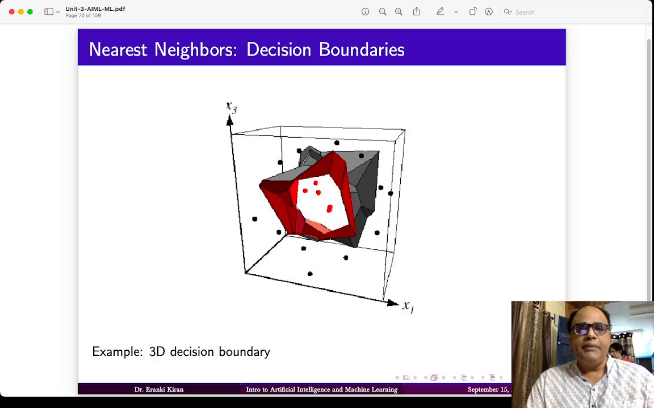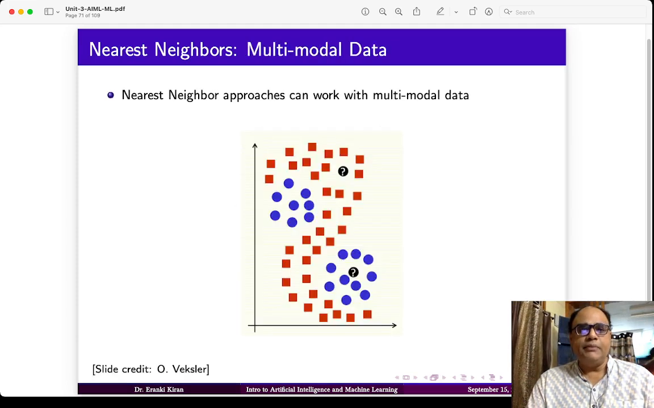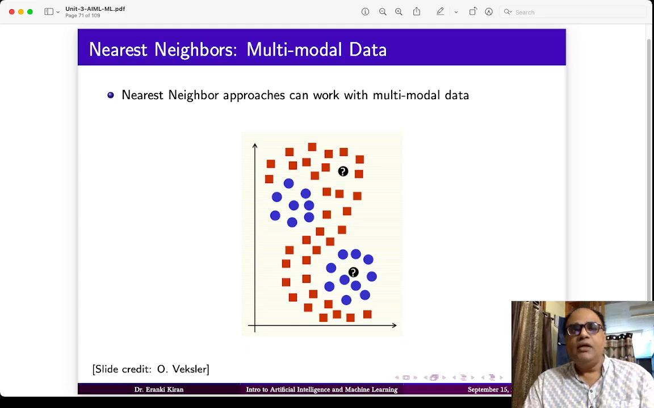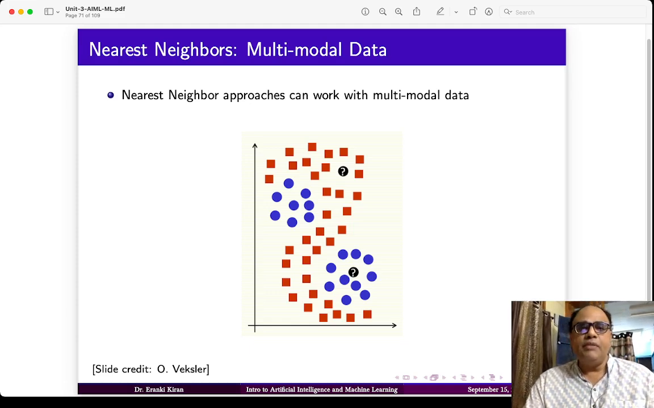So in the three-dimensional space also, if you look at the gray space versus the red space with black dots and red dots, this is how it depicts the k nearest neighbor. The approach can work with multimodal data. So one of the benefits of k nearest neighbor as compared to decision tree or naive Bayes classifier is that this classifier works with multimodal data.